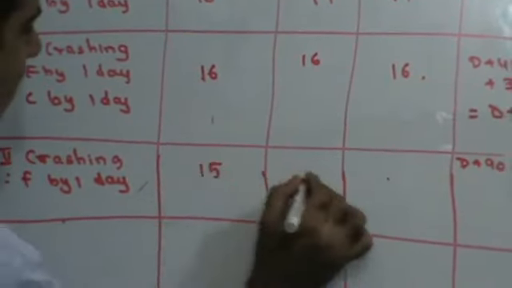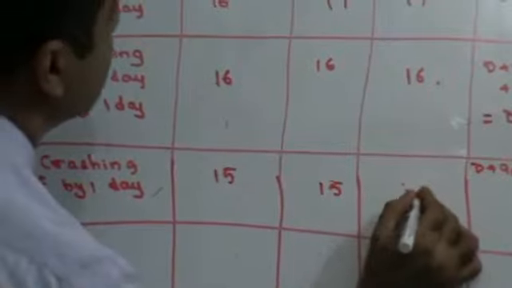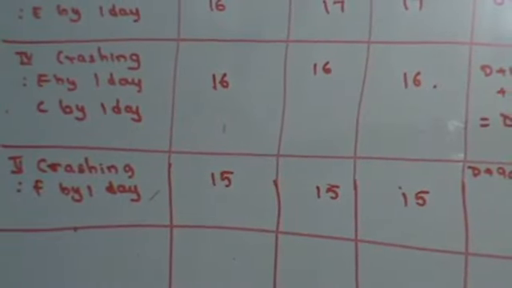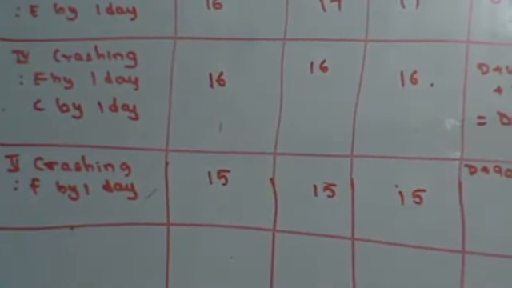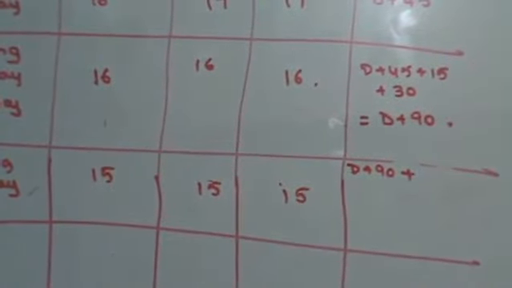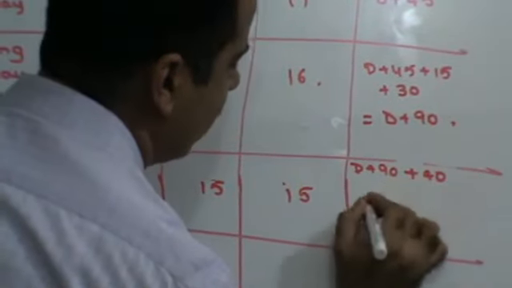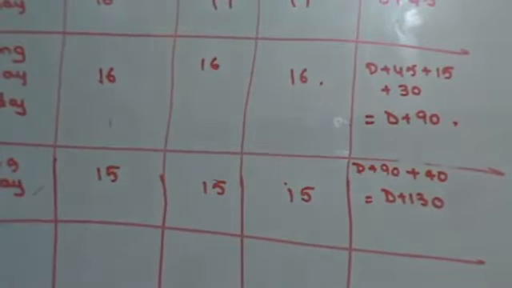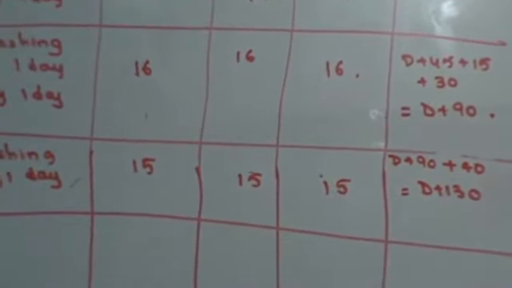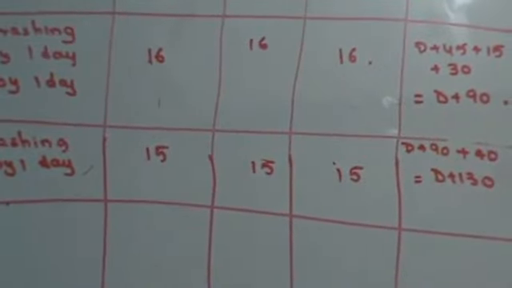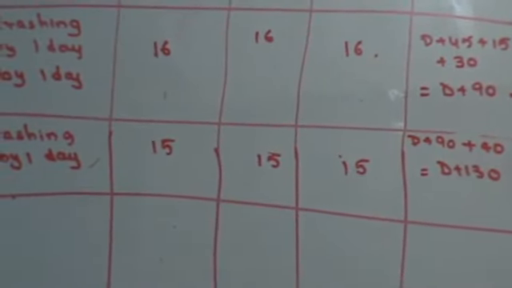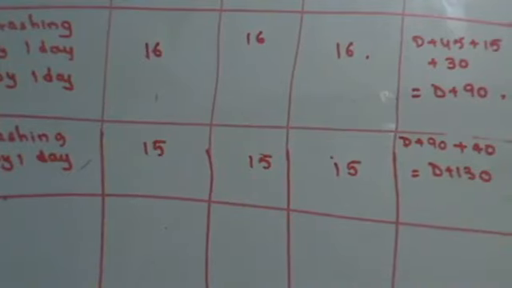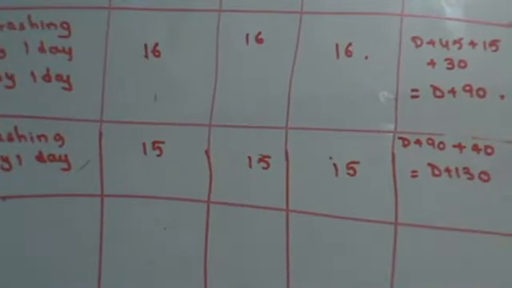That means this will become 15 days, this will become 15 days, this will become 15 days. And the crashing cost of F is 40. So D plus 90 plus 40, that's D plus 130. Right? F can be crashed by 1 day. I have already finished crashing of F by 1 day. Now the only other activity that I can crash is B.